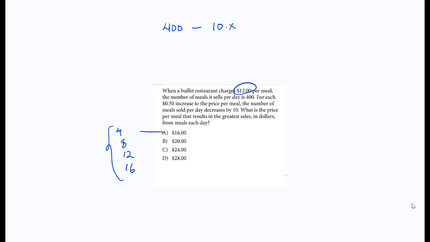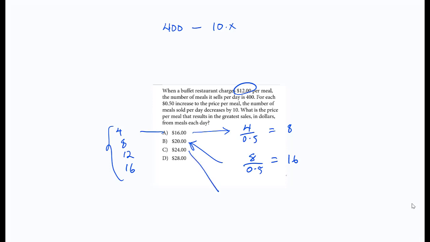So to figure out how many 50 cents are in each of these, let's start off with 16. Now if we have a $4 increase, that means we're going to have 4 divided by 0.5, which means we're going to have simply 8 50 cents in $4. For $20, we have an $8 increase, so we're going to have 8 divided by 50 cents, which gives us 16 50 cents in $8.